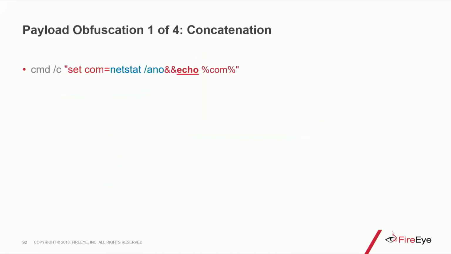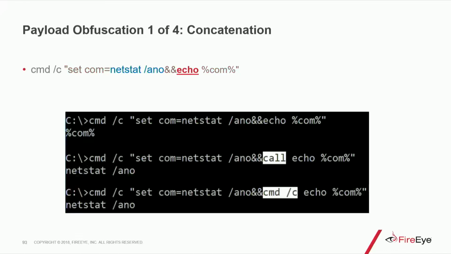So back to concatenation. What we're going to do is set our netstat command into an environment variable, and then let's just echo the variable. In this case, we're calling it com, and let's just make sure that our payload was set successfully. Now, if we just echo the variable, it actually doesn't give us the value. It just gives us the variable name. That's because the variable isn't expanded in the current session.